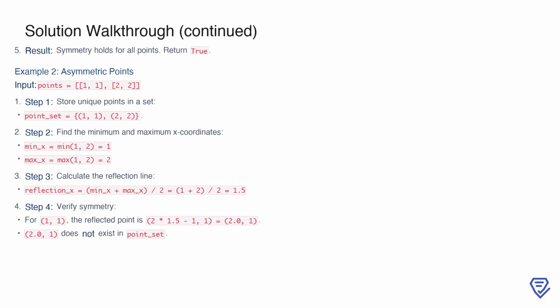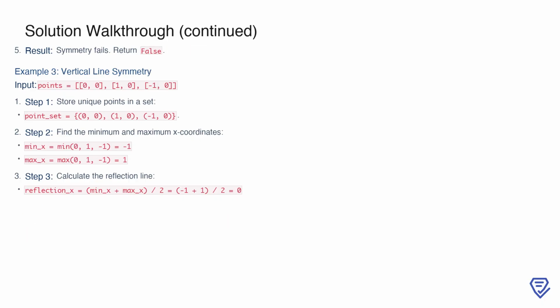Now, we proceed to verify symmetry. For the point (1, 1), the reflected point is calculated as (2.0, 1). However, this reflected point does not exist in the set, breaking the symmetry. As symmetry fails for this point, we conclude that the given points are not symmetric, and the function returns false for this example.